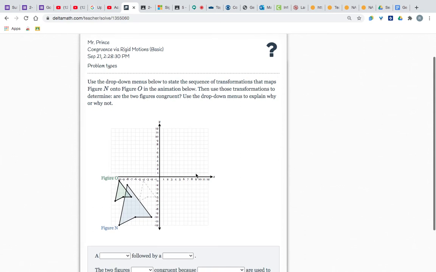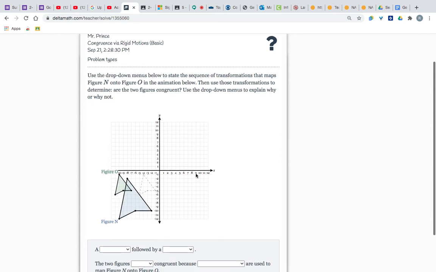Part of what we're doing here on Delta Math, we're going to be dealing with congruence via rigid motions. So we're going to be able to tell whether these two figures are congruent based on if we can map one figure to the other using only rigid motions, meaning reflections, rotations, and translations. If we can do that, and one goes directly on top of the other using only rigid motions, the only way that happens is if those two figures are already congruent.